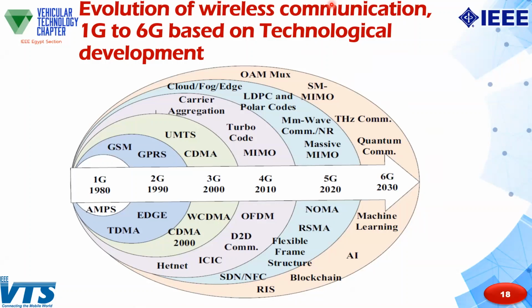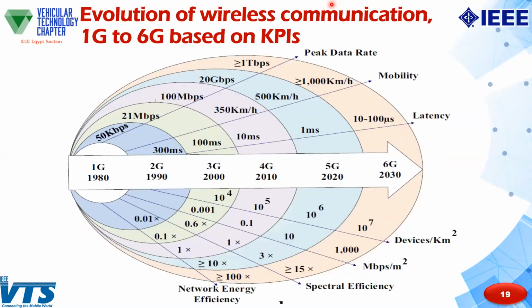We have WDM multiplexing, we have blockchain, and we have what we call IRS, or IIS, which stands for reflecting intelligent surfaces, or reconfigurable intelligent surfaces. This will increase the data rate as well as the modulation speed.